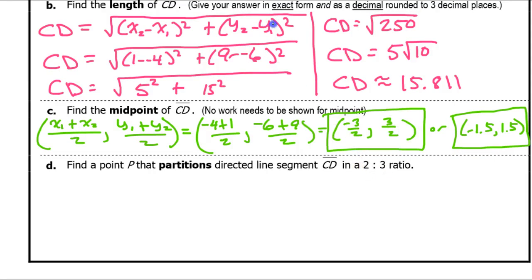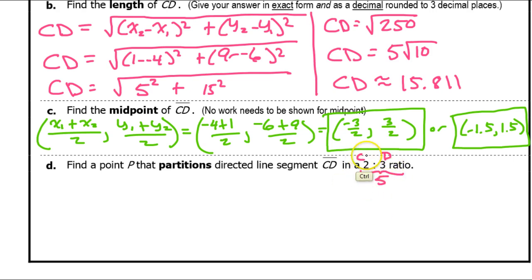Alright, so let's practice this one more time. We want the point that partitions the segment, or splits the segment, into a 2:3 ratio. So let's focus our eyes on this 2:3 ratio. CD. That means the C goes with the 2 and the D goes with the 3. Alright, what's the total? 5. So that gives us 2 fractions, 2/5 and 3/5.